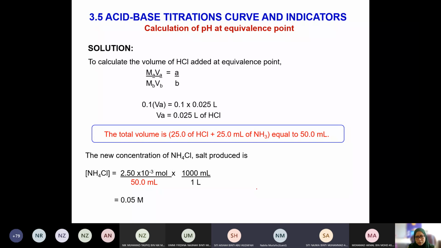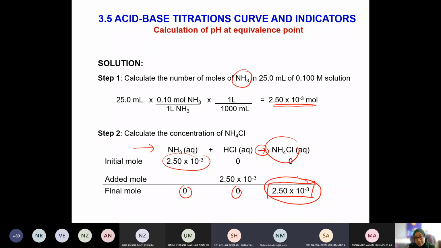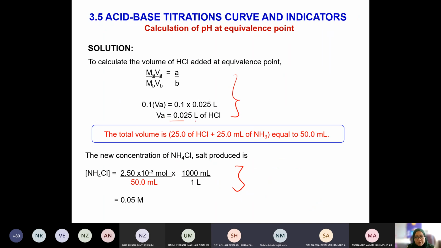Apa nama tu, salt dissociation and salt hydrolysis. Okay, salt dissociation and salt hydrolysis. Kalau saya tak buat ni dulu, okay, saya akan proceed dengan salt dissociation and salt hydrolysis because we have this already. Kita dah ada mole. So saya pun nak proceed kepada, sorry guys. Kena proceed to this volume. You have to find out the volume.